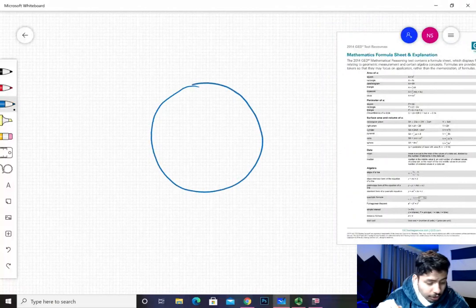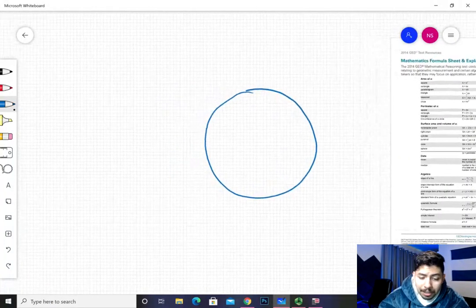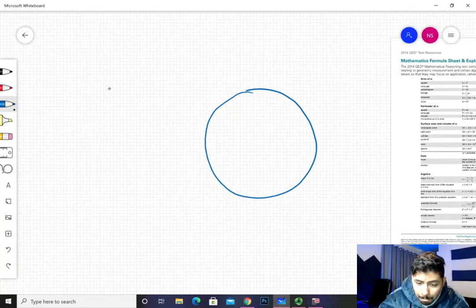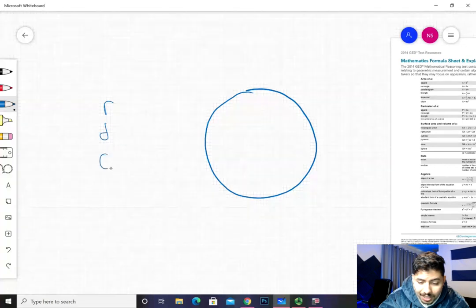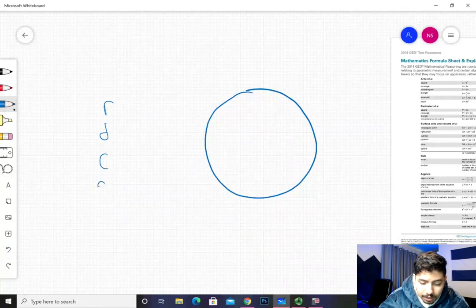So let's say there's a circle right here. There are 4 things you need to know about the circle. You need to know what the R stands for, what the D stands for, what C stands for, and what that little symbol means. Let me make it a little better, actually.